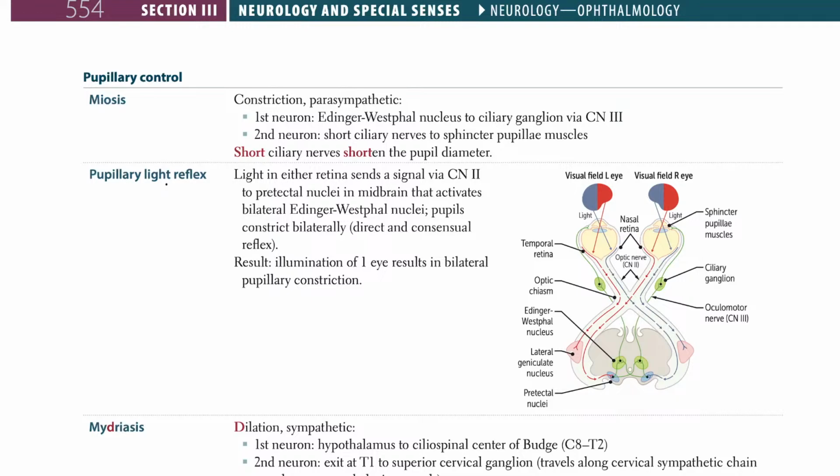pupillary control. So we have a couple things here. We have meiosis and mydriasis.